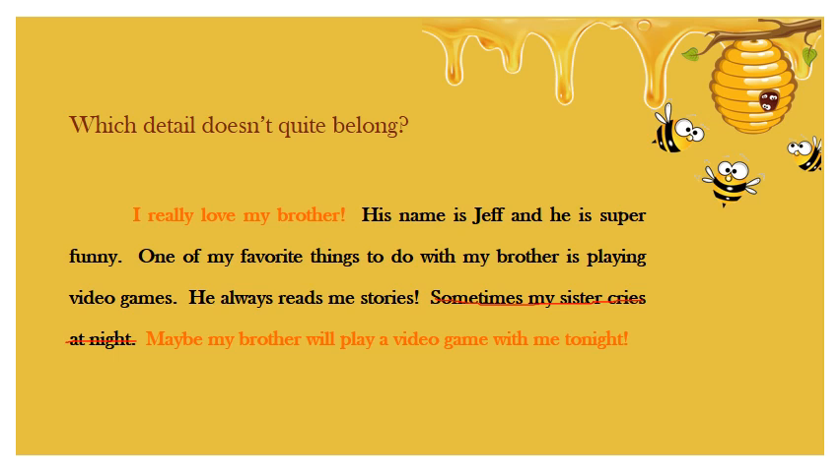The last sentence, maybe my brother will play a video game with me tonight. So let's read it again after we crossed out the unrelated sentence or detail. I really love my brother. His name is Jeff and he is super funny. One of my favorite things to do with my brother is playing video games. He always reads me stories. Maybe my brother will play a video game with me tonight. So you see, now it's a great paragraph that talks about one topic or one main idea.